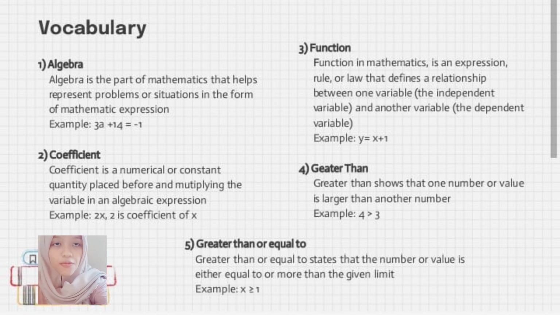Then, the fourth vocabulary is greater than. Greater than shows that one number or value is larger than another number. Example is 4 greater than 3.